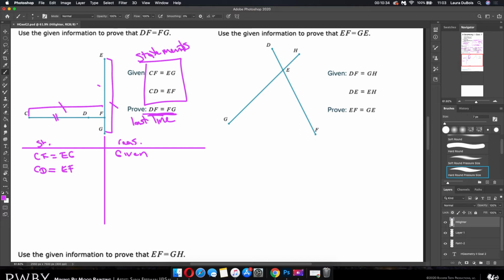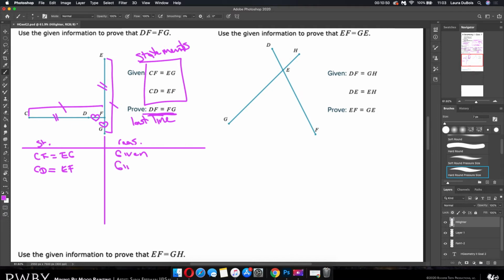Where's EF? There it is. There you go. And now we want to prove that DF is congruent. So what we're looking for, our goal, is we want this to be congruent to this. That's our win state, so we're going to keep that in mind as we go through this.